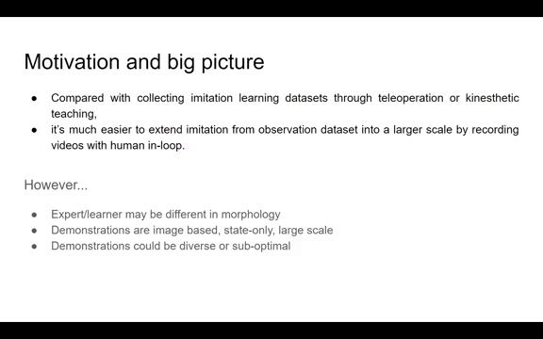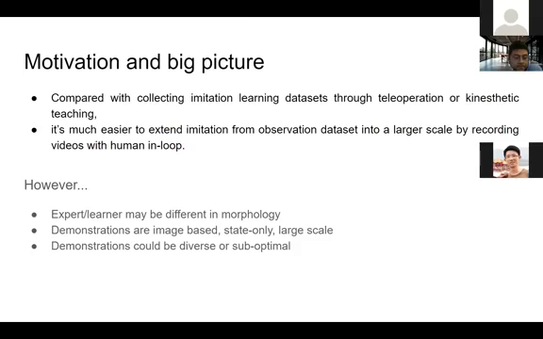The first one is that the expert and learner may be different in morphology. For example, if you want to teach a robot to do a task like cooking, you may not be able to find videos of a robot cooking on the internet. Basically, the easiest videos you can find are of humans cooking. So you may want to use human cooking videos to teach a robot to cook. Then you have to deal with this different morphology problem.